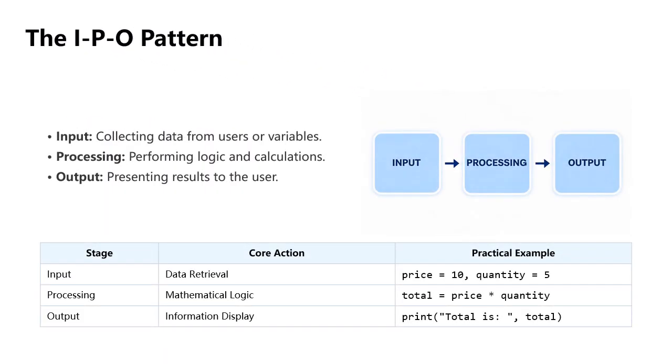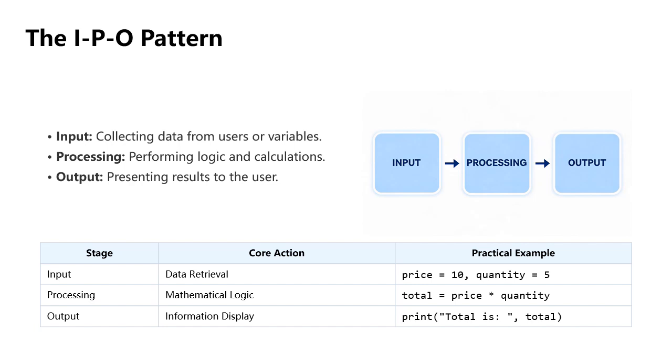Building on the sequential execution we just covered, we need a reliable structure for our logic. This is where the IPO pattern comes in. It is the standard blueprint for almost every sequential program you will write. First, we have input. This is the stage where the program collects data, perhaps from a user typing at the keyboard or from variables we've defined like a price or a quantity. Without input, our program has nothing to work with.